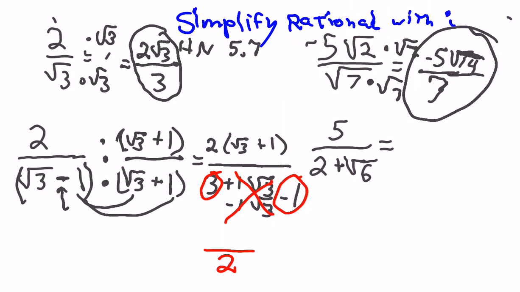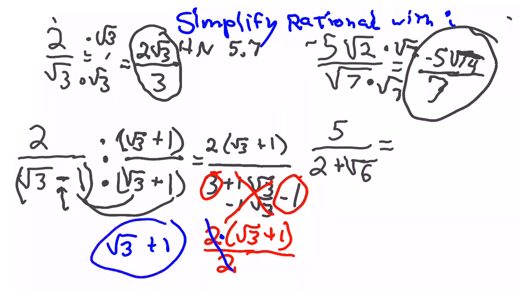What's left on the top? 2 times the quantity square root of 3 plus 1. Why did I leave the 2 out front? Because now those factors divide out. We had 2 factors on top, the 2 and the parenthesis, and that 2 divides out. 2 over 2 is 1. So the answer is square root of 3 plus 1. Okay?